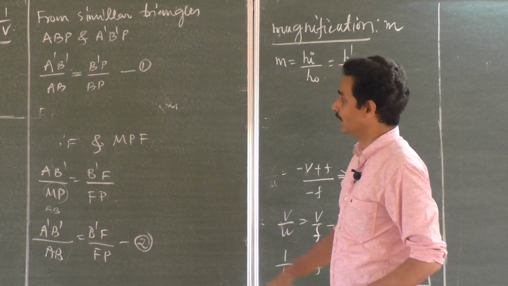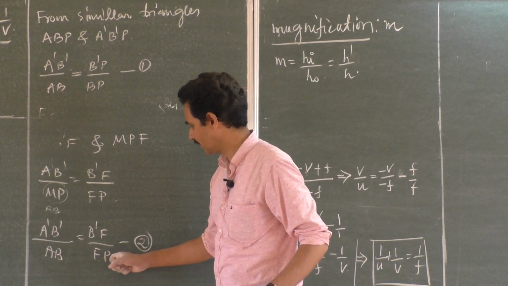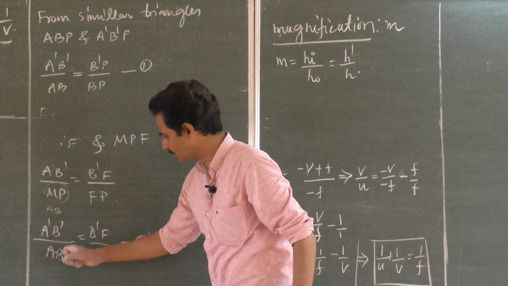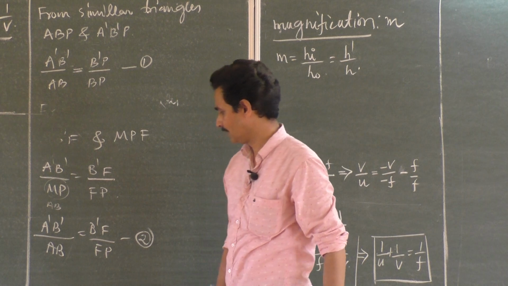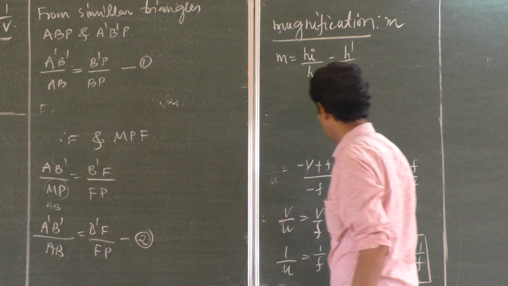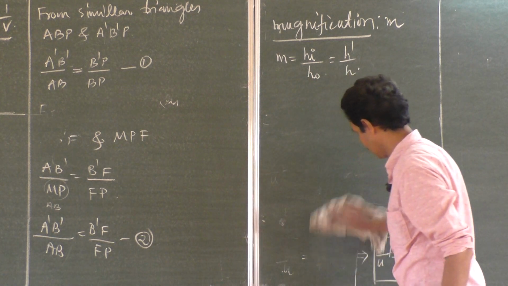Suppose it is asked, you can start from where? From here, equation 2. Here only you will get this answer. You see, is this not the magnification, h dash by h? It is. Definitely it is the magnification. Yes, we will derive it from there. What is magnification?